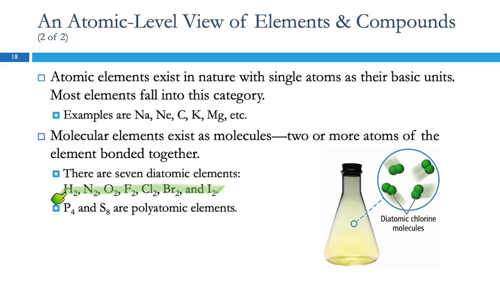So each of these, H2, N2, the subscript 2 tells me it's a diatomic element. There are others, polyatomic, that have more than 2, P4 and S8 are examples. There are others. You shouldn't be shocked if you see a formula like that, but I don't expect you to know that sulfur can come in S8. You do need to know these 7 diatomic guys.